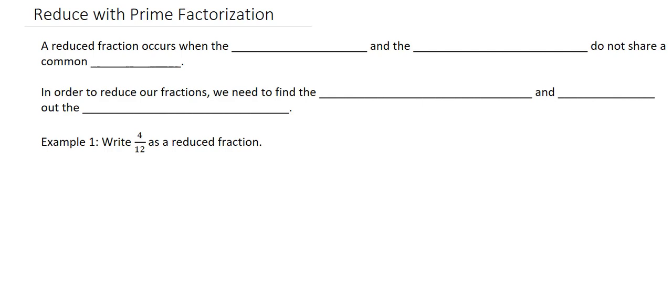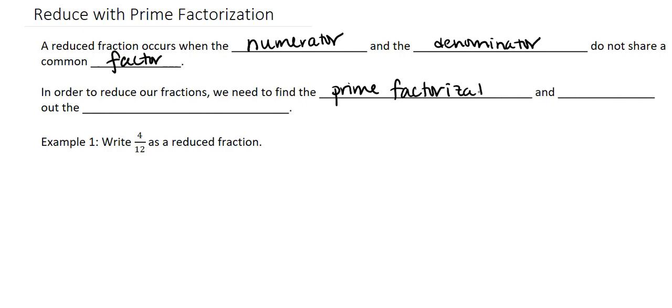Reduce with prime factorization. A reduced fraction occurs when the numerator, so the top number, and the denominator, the bottom number, do not share a common factor. So in order to reduce our fractions, we need to find the prime factorization and divide out the common factors.